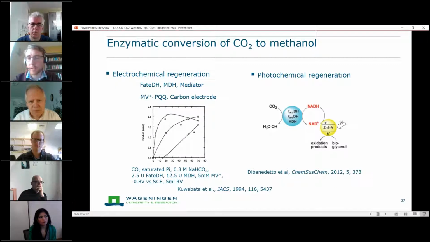A third example of a method you can use for the electron donation, in this case again for the NADH dependent enzymes, is to use a photocatalyst to donate electrons. There we have a catalyst which, when irradiated with light, will donate electrons from a second substrate, in this case glycerol, to an NADH cofactor, which can then be the cofactor of the enzymatic reaction. This again has the disadvantage of forming a second product.